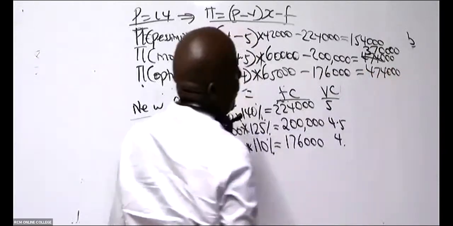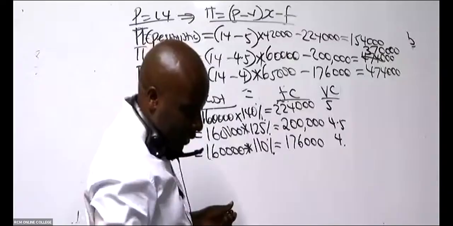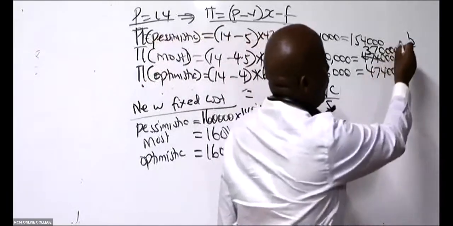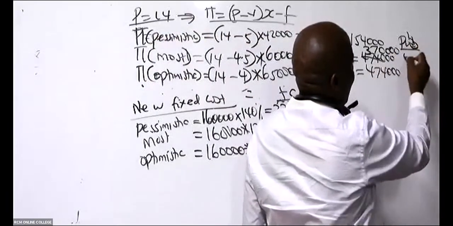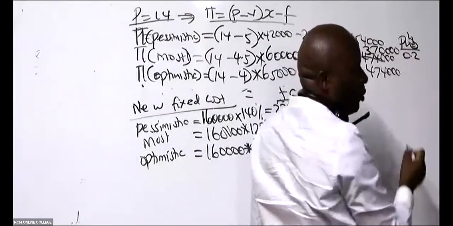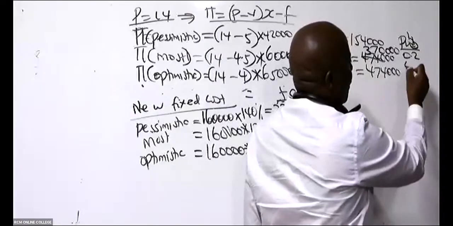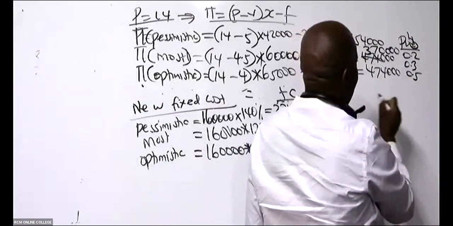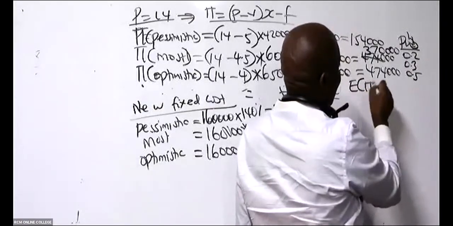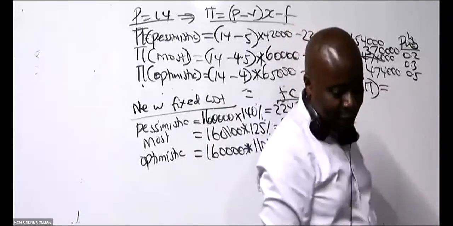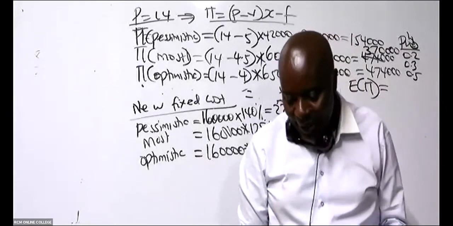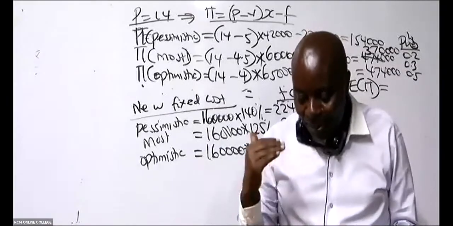It doesn't stop there. You must give us the probabilities, which you already know for the states. So we have here 0.2. Is it 0.2 or 0.3? The first one. 0.2, 0.3, and then 0.5, isn't it? Go ahead and give me the expected profit.